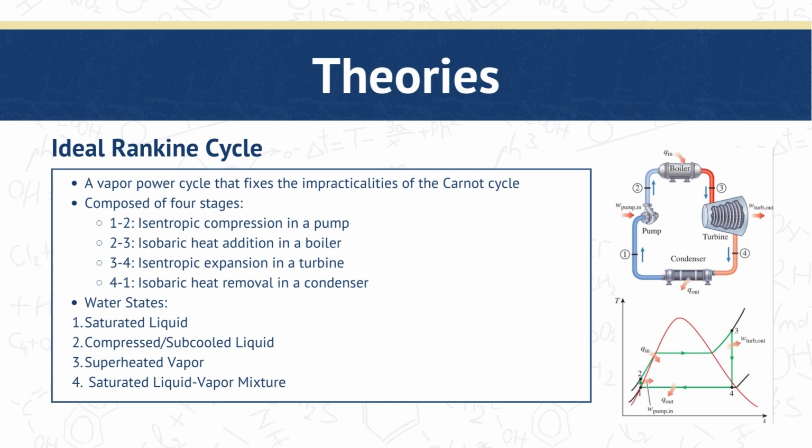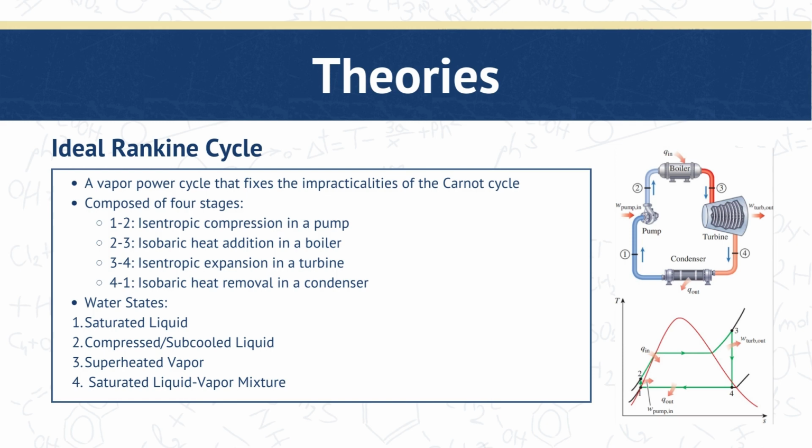So here we have the ideal Rankine cycle. As shown in the diagram, it is a vapor power cycle that fixes the impracticalities of the Carnot cycle. The Carnot cycle only involves isothermal and adiabatic processes, which involve mostly saturated liquid-vapor mixtures, which degrades the machinery, especially the turbines, which cannot handle moisture. Therefore, the processes are handled isobarically instead. So it is composed of four stages.